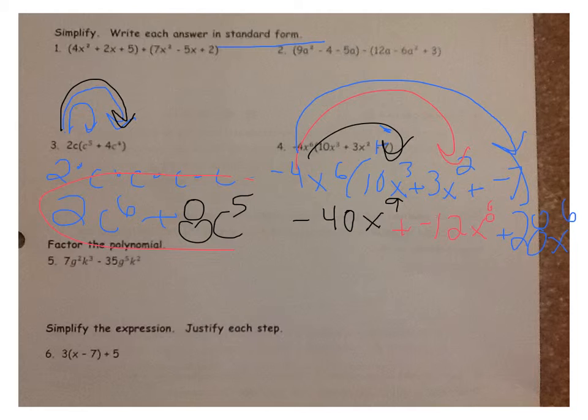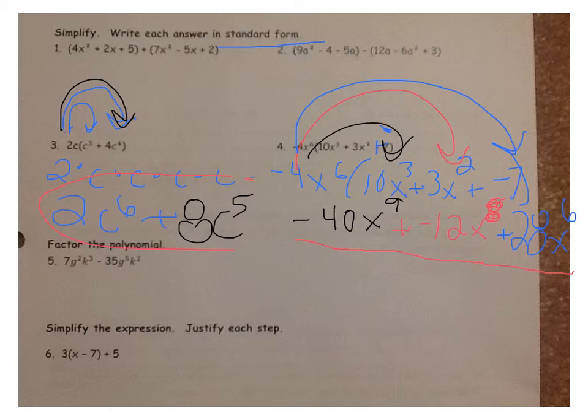So that is my final answer for number 4. And again, I apologize if you can't read this as well as you usually can. I'm needing to use my finger because I don't have my stylus on hand. But I have negative 40 x to the 9th plus negative 12 x to the 8th plus 28 x to the 6th.